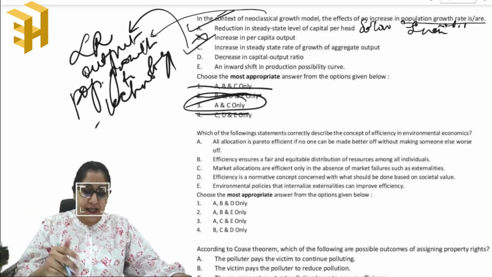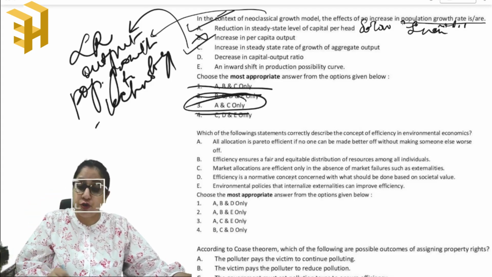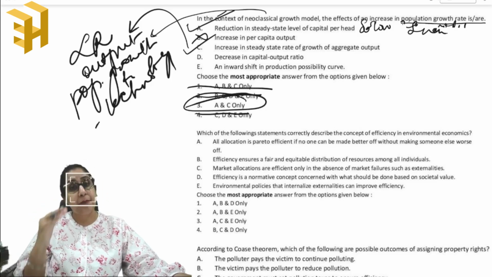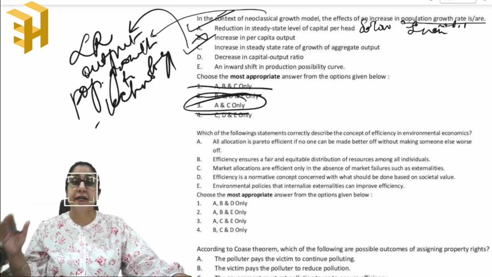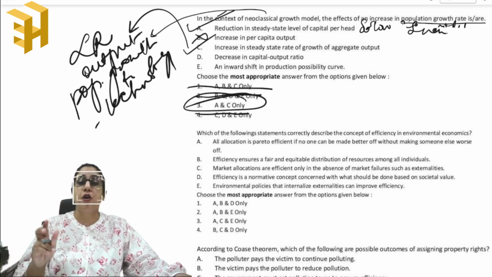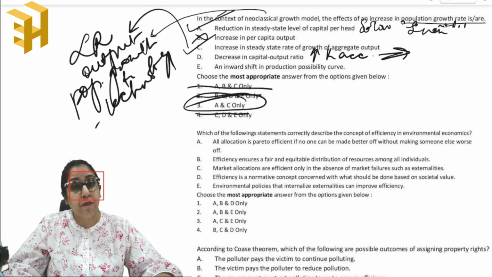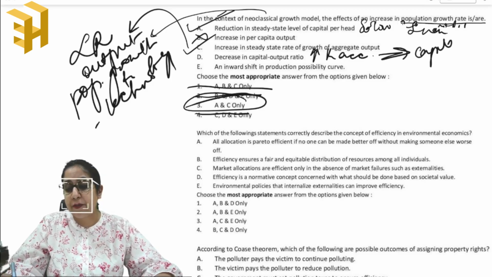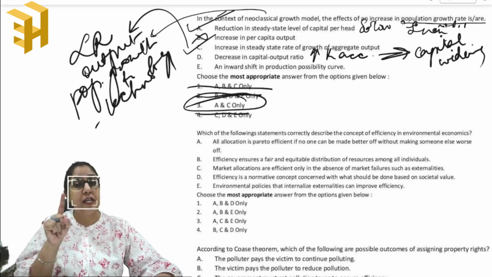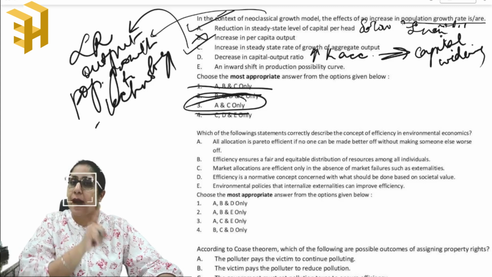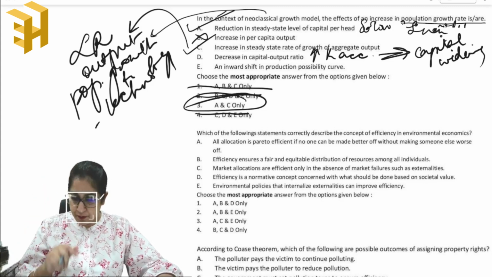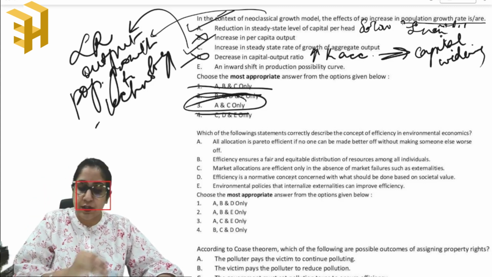Then decrease in capital output ratio? No, because when the capital available per head falls, then the economies will start increasing capital accumulation. That is, they will start adopting the policy of capital widening so that they can at least reach the original level of capital per labor. Okay, then so D is wrong.